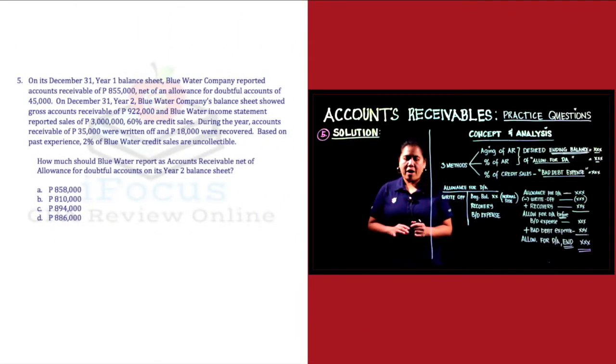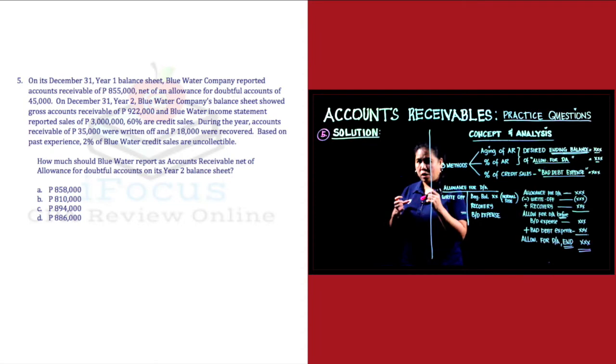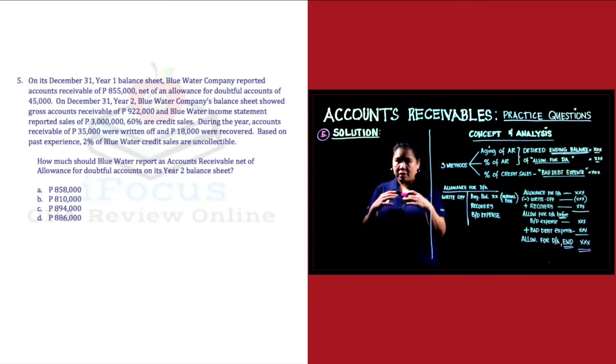Alright, question number 5. The requirement is, how much should Blue Water report as accounts receivable net of allowance for doubtful accounts on its year 2 balance sheet? So, ang hinahanap ng problem dito is yung amount ng accounts receivable kung saan dinidak na natin ang allowance for doubtful accounts. And this amount is also called as net realizable value. So, mag-uumpisa tayo sa accounts receivable ending, ililes natin yung allowance for doubtful accounts.